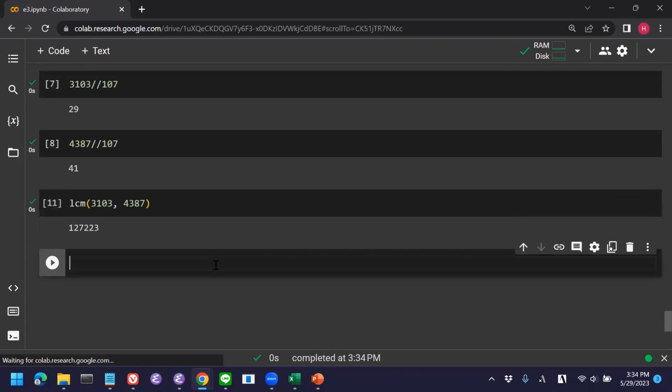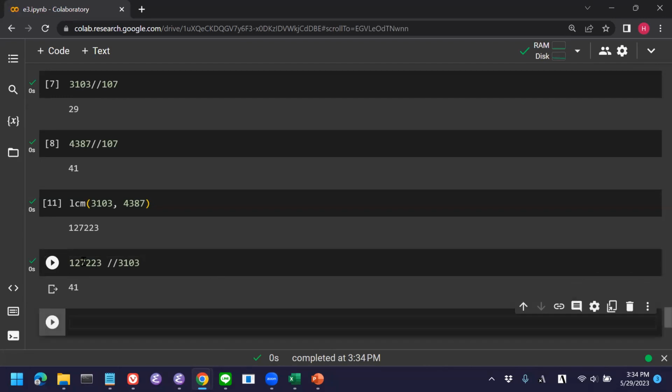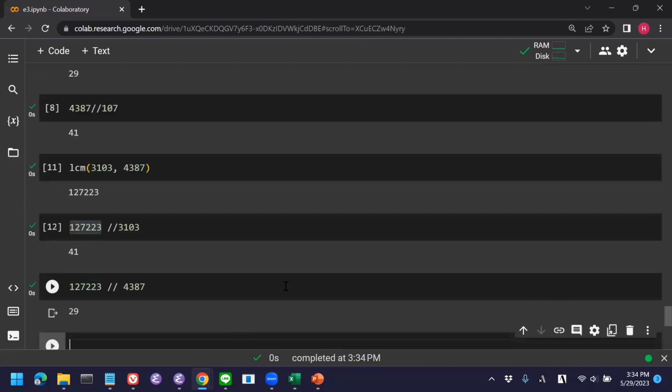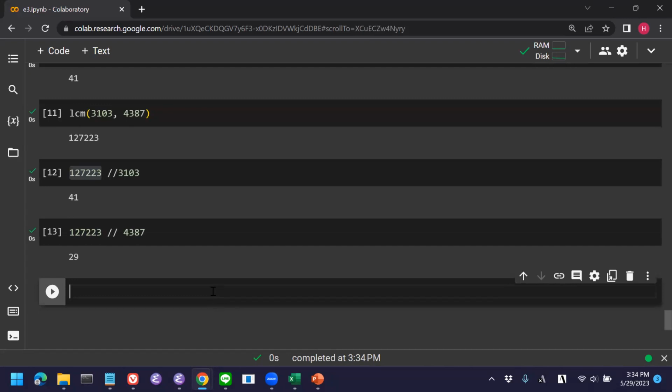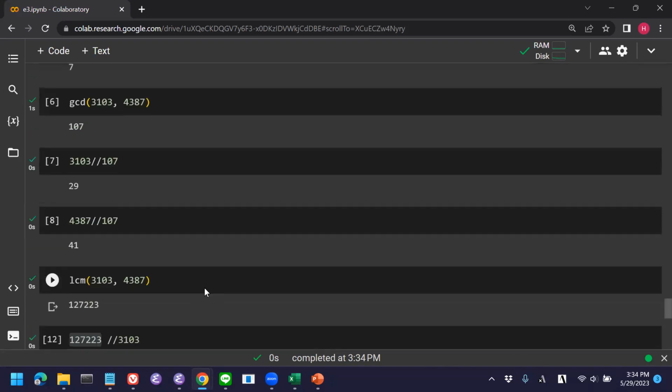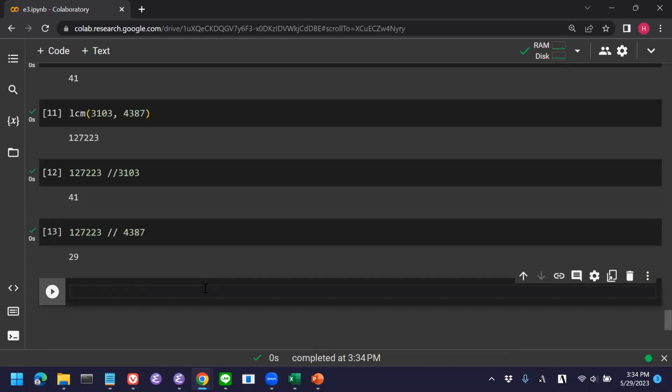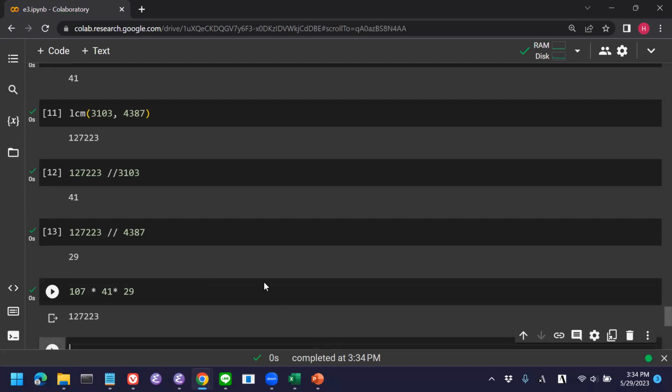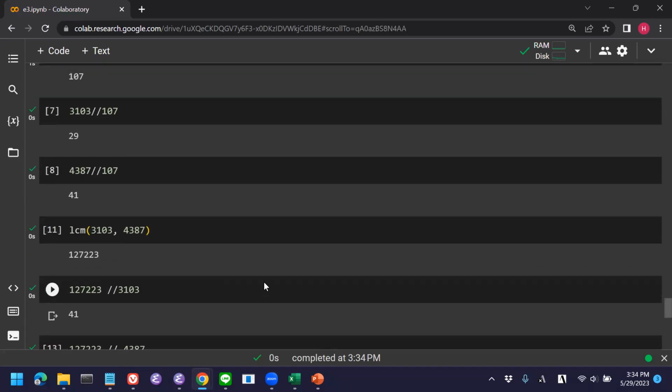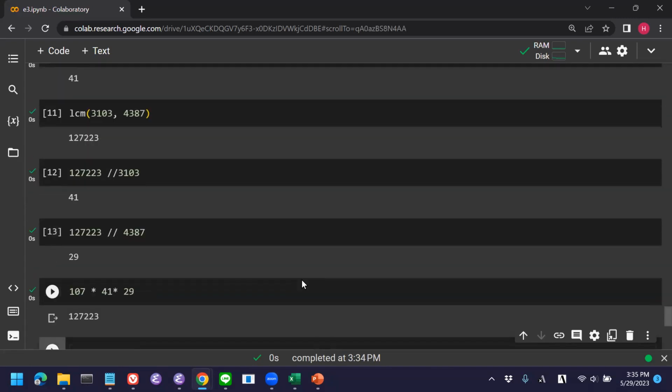127,223. So what happens if you divide this by 41, the prime, and 4387? Okay, that's correct. So maybe this number can be decomposed into the common GCD 107 times 41 times 29 equals this number. Okay, great. So we could check that. Please stop the video and check yourself that this is correct.